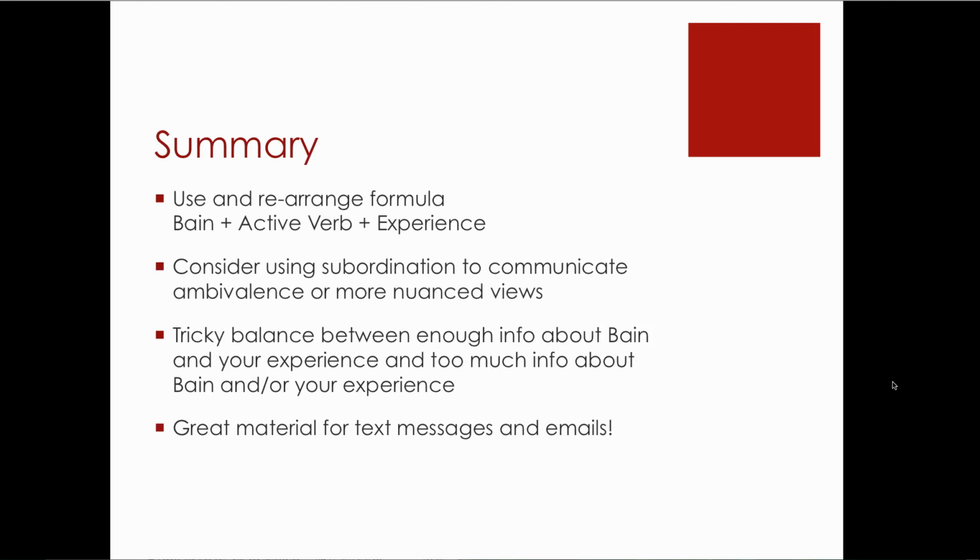So let's do a quick summary here. First of all, it's not written on here, but we want to remember that our topic sentence comes at the beginning of our explanation section. We want to remember the formula: Bain, active verb, plus experience, or the reverse: experience plus active verb plus Bain idea. We want to think about maybe playing around with some subordination. That can be a tool, especially if you are ambivalent or have mixed feelings about an idea from Bain.